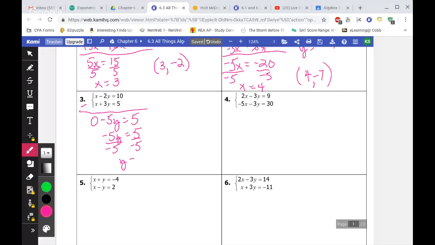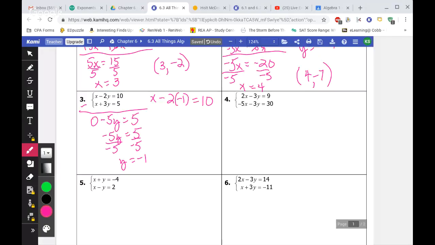And we have y equals -1. So we'll then take that value and substitute it back into one of the two equations. Once again, it does not matter which equation you pick. I'm going to choose the first one. We've got x minus 2, substitute the value -1 in for the y.